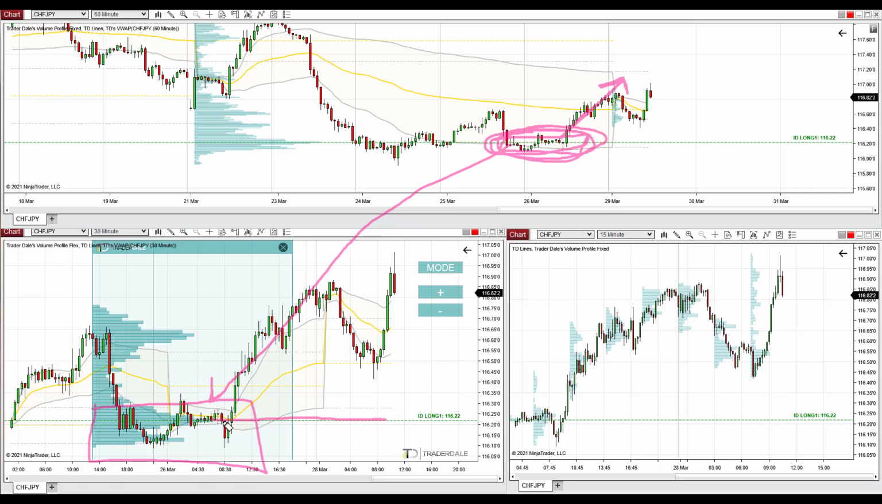Most of them at this place, this is the point of control. This is where the volumes were the heaviest, at 116.22. So those guys were building up the longs there. Then they pushed the price upwards. Now, when there's a pullback, I think that those buyers from this place should defend this area and push the price upwards from there again. This zone is important for them, all right?